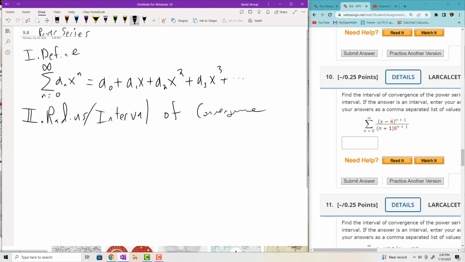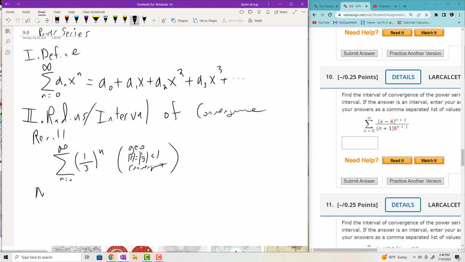So maybe before, what was going on was we were trying to figure out whether or not the series of 1 over 3 to the n converged or diverged. And we know that this thing is geometric. The r value is 1/3, so the absolute value of that is definitely less than 1, and therefore it's convergent. Okay, now we want to take it up a notch and find the interval of convergence if we replace that 1/3 with just a generic x. Now we need to consider an interval of convergence.